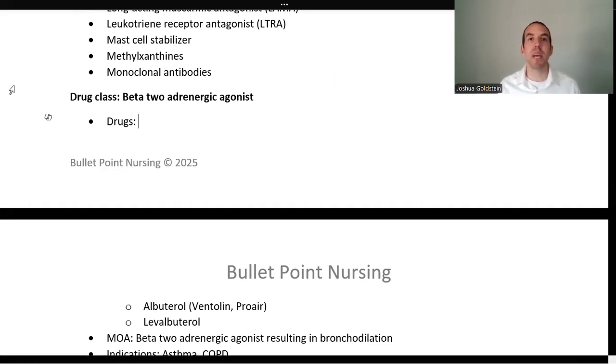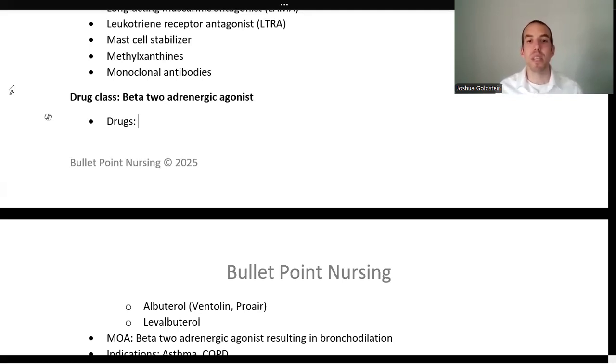First one is going to be the beta-2 adrenergic agonist, much more commonly known as your everyday inhaler. The inhaler has one of two drugs in it. Almost always it's going to be albuterol. There is another medication that it can have, levoalbuterol. The biggest difference between albuterol and levoalbuterol is the cardiac effects, which we'll talk about in just a minute.